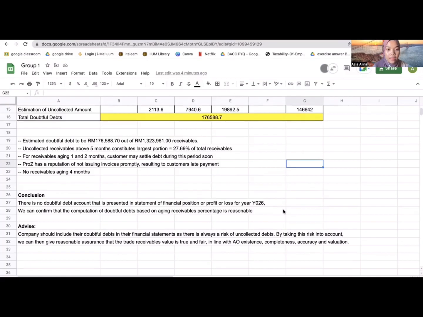Our next step is to advise the company that they should include their doubtful debt in their financial statement, as there is always a risk of uncollected debts. By taking this risk into account, we can then give reasonable assurance that their trade receivables value is true and fair, in line with audit objectives, which are existence, completeness, accuracy, and valuation.